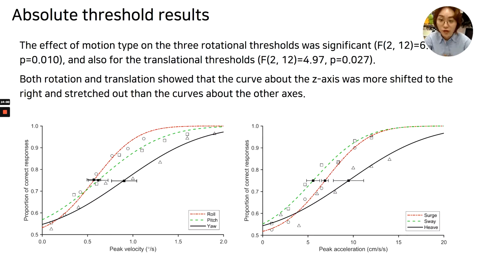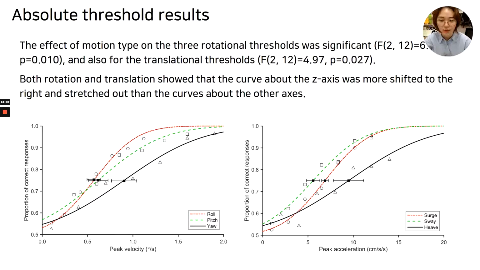As a result, we obtained the 6 psychometric functions. We colored the function red for x-axis motion, green for y-axis motion, and black for z-axis motion. When we ran the repeated measures ANOVA with the absolute threshold, the effect of motion type on the 3 rotational thresholds was significant and also for the translational thresholds.